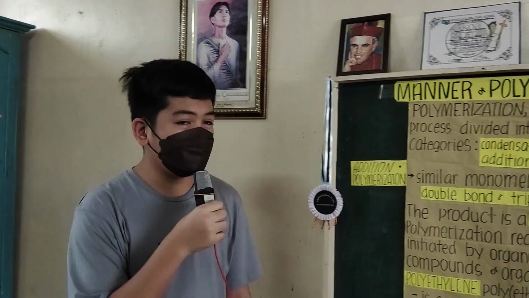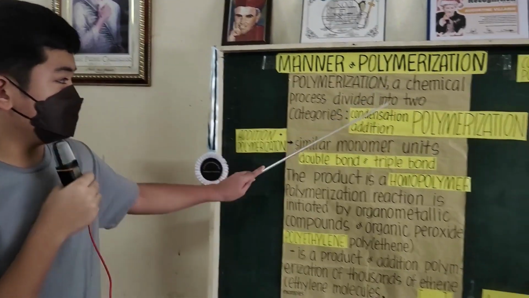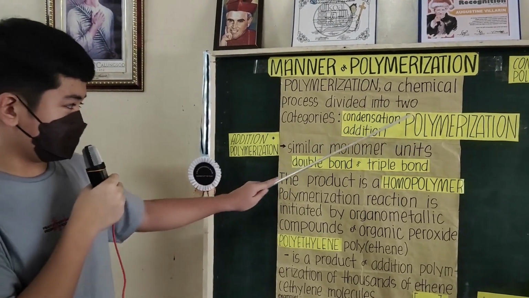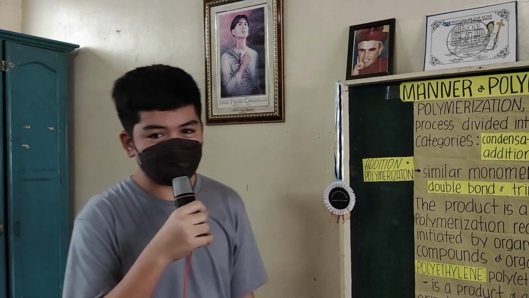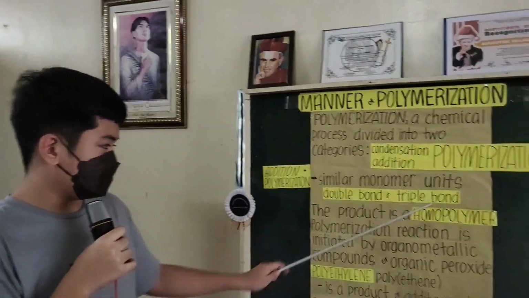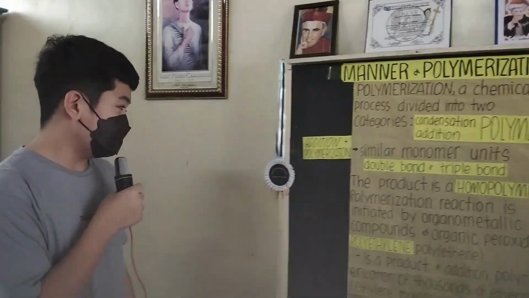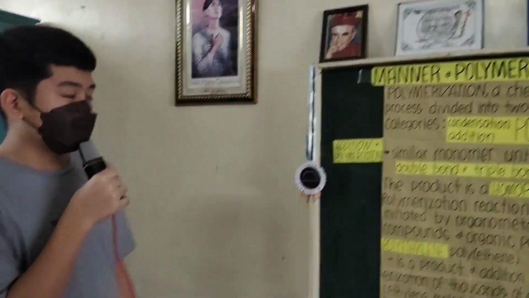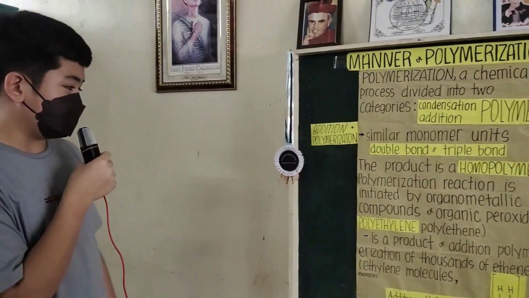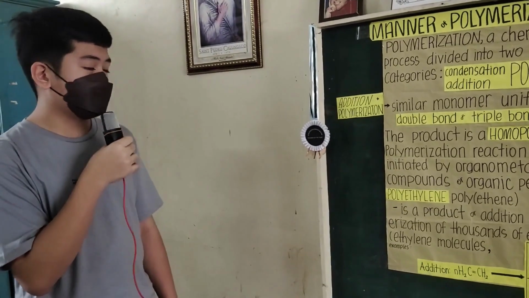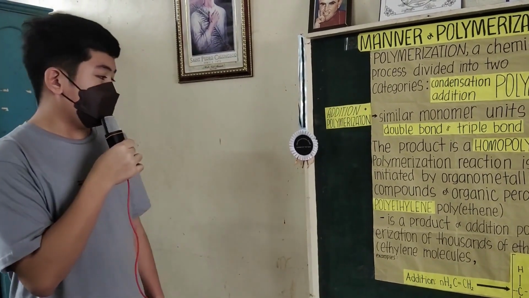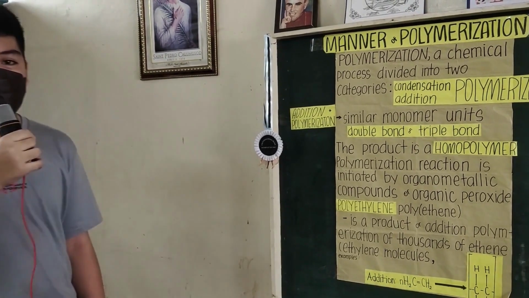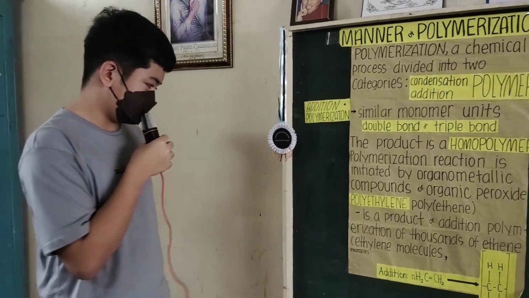Polymerization is a chemical process divided into two broad categories: condensation polymerization and addition polymerization. In addition polymerization, similar monomer units continuously add to the active site, such as a double bond or triple bond. The product is a homopolymer. The reaction is initiated by organometallic compounds or organic peroxides. Polyethylene, or polyethene, is a product of addition polymerization of thousands of ethene molecules. Here are some examples.